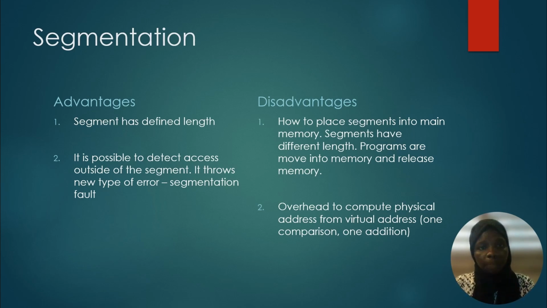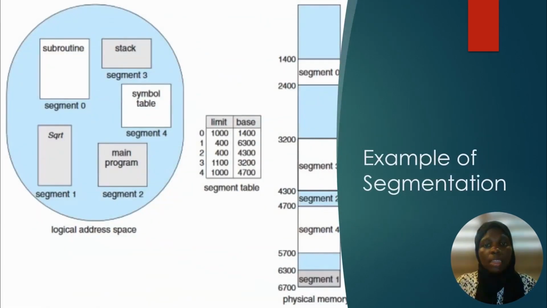Disadvantages. 1. How to place segments into main memory. Segments have different lengths. Programs are moved into memory and release memory. 2. Overhead to compute physical address from virtual address. This is an example of segmentation. The logical address is a collection of segments, while the segment table is made up of the limits and the base, and this is the physical memory.